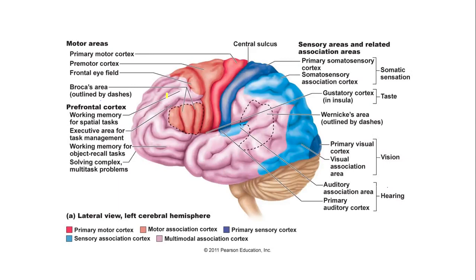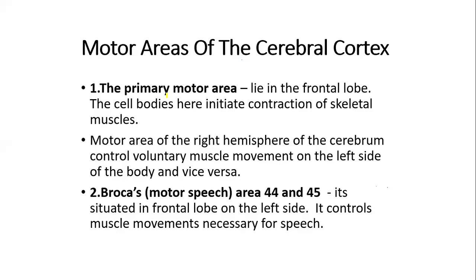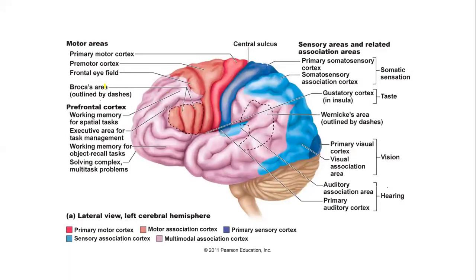So as you can see here, in front of the central sulcus is Broca's area. Let me show you Broca's area here. This is Broca's area. Then you have the primary motor area. Primary motor area here.